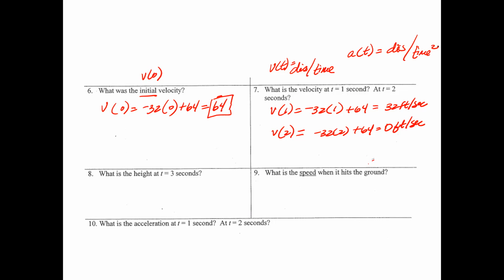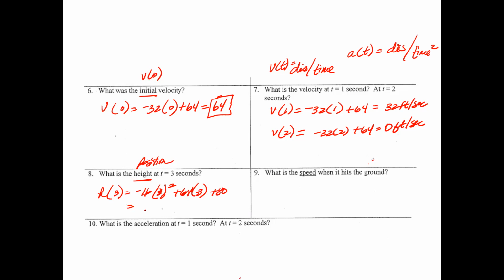Number 8, what is the height at t equals 3 seconds? Well, height is just the position function. So that's just h of 3. You know that the height is negative 16t squared, so negative 16 times 3 squared, plus 64 times 3 plus 80.